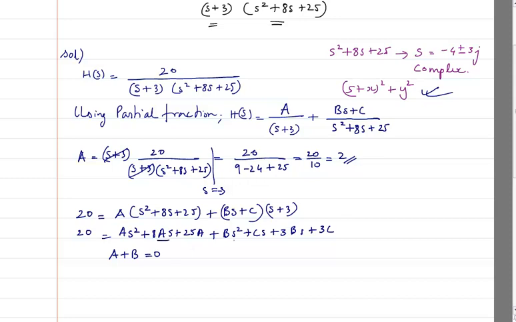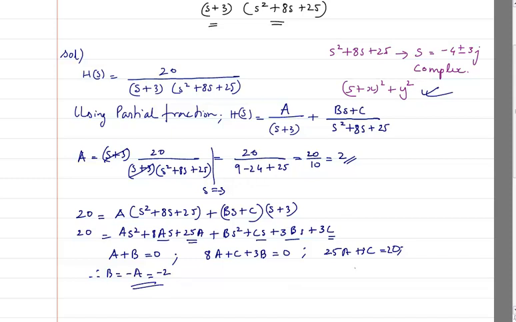Then let me take the coefficients of s terms. So I will get 8a plus c plus 3b is going to be equal to again 0, and the constant terms are 25a and 3c. Okay, nothing else is there, correct? So 25a plus 3c is going to give me 20. The answer is going to be 20. So from this I have already found out a is equal to 2, therefore b is equal to minus a, which gives me the answer minus 2.